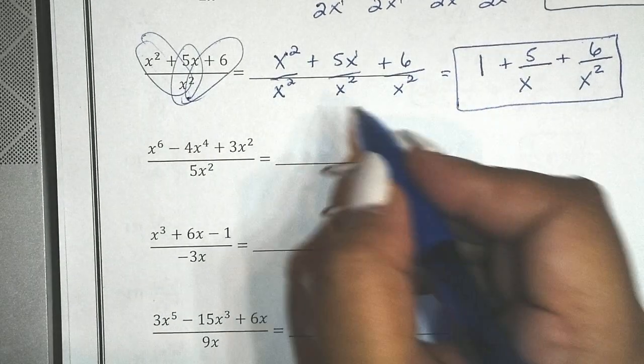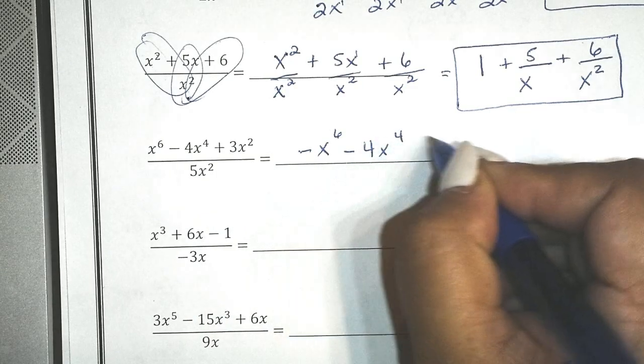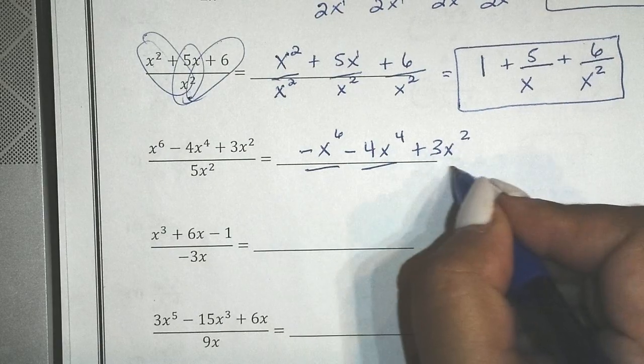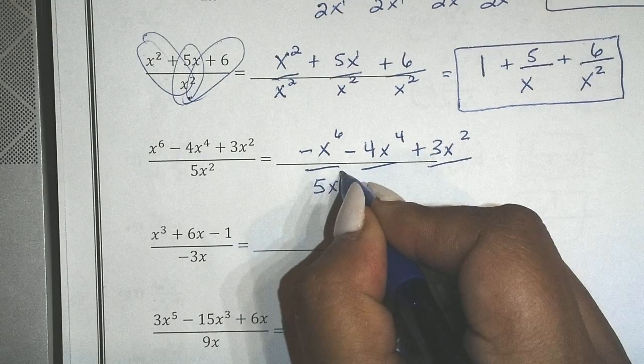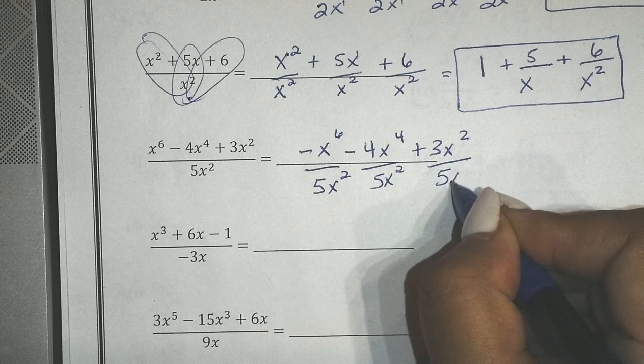Okay, let's go and do the next one. We got negative x to the 6th power minus 4x to the 4th power plus 3x to the 2nd power, and you're dividing everything by 5x squared.